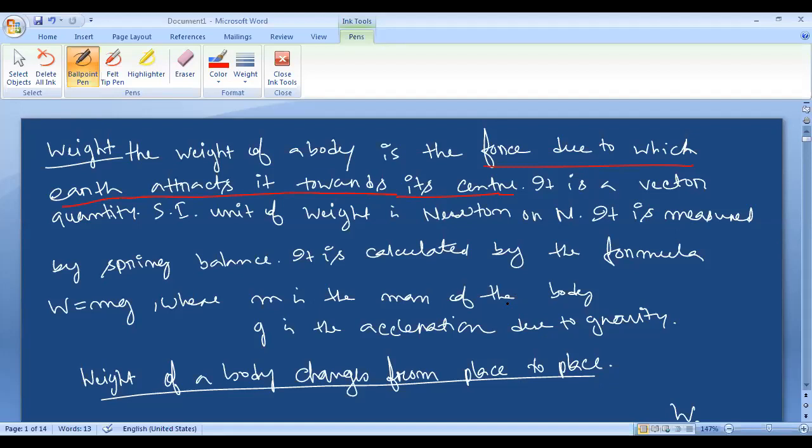Now see, the weight of a body is the force due to which Earth attracts it. In case of the Moon, the weight of a body on the Moon is the force due to which the Moon attracts it towards its center.